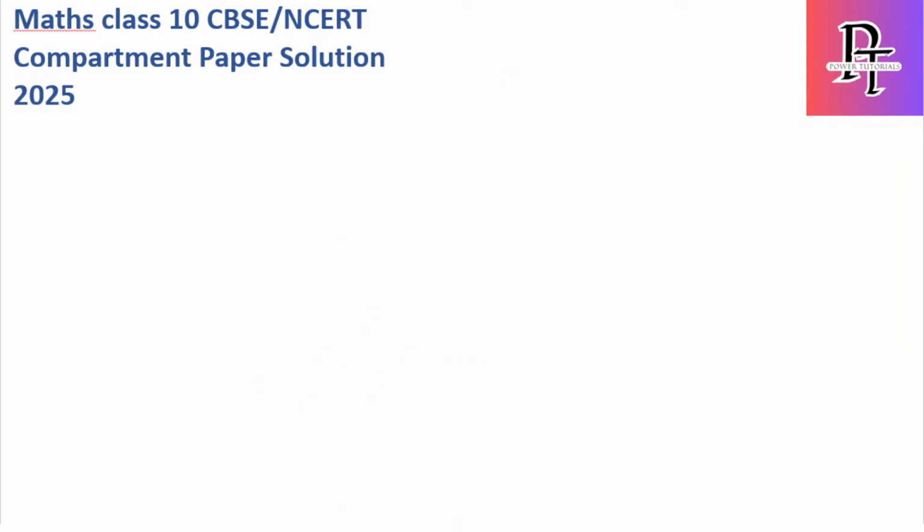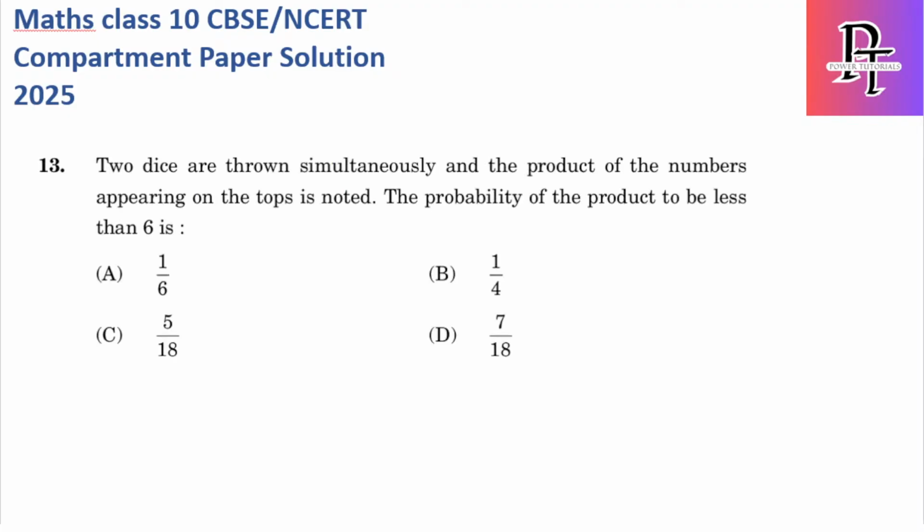Hope it's clear. Let's move to the 13th question. Two dice are thrown simultaneously, this is a very important question. This type of question, dice questions, will be coming for sure. The product of the numbers appearing on the top is noted. They ask the probability that the product is less than 6. It's not equal to 6, less than 6. Let's take all the winning cases.